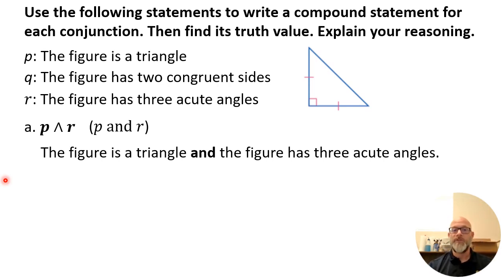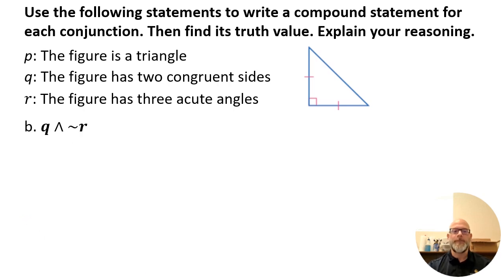Then we test the truth value of P. Is P true or false? True. Is R true or false? False. So what can we say about P and R? It is false. Why? Because in order for P and R to be true, both P and R must be true. It's very restrictive, these conjunctions. By the way, this triple dot means therefore. It's the universal symbol for therefore.